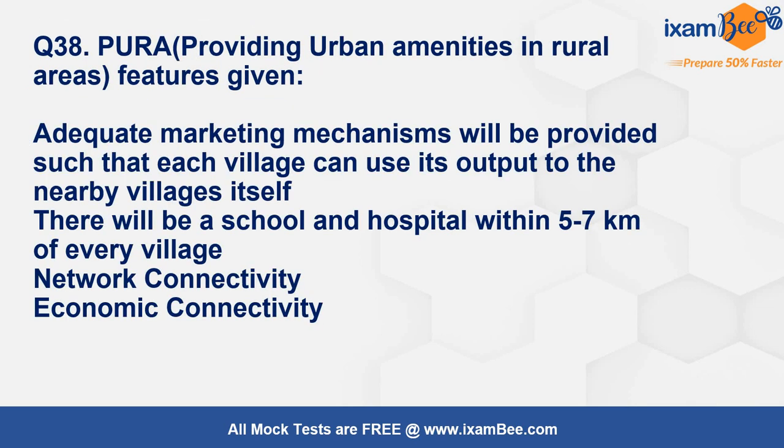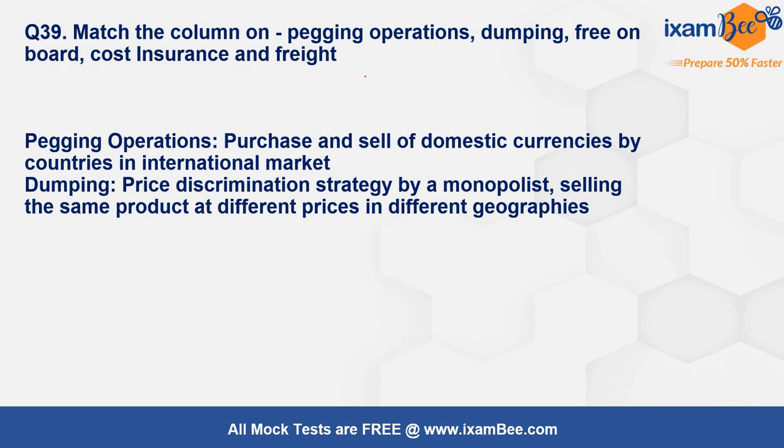Next question was on the PURA model. The features of the PURA model were given to you. Some statements were stated and you had to find out which is the correct one. Next, there was a matching problem where several terms like pegging operations, dumping, and freight cost and insurance were given, and corresponding to that their definitions were given, and you had to identify whether these were correctly matched or not.